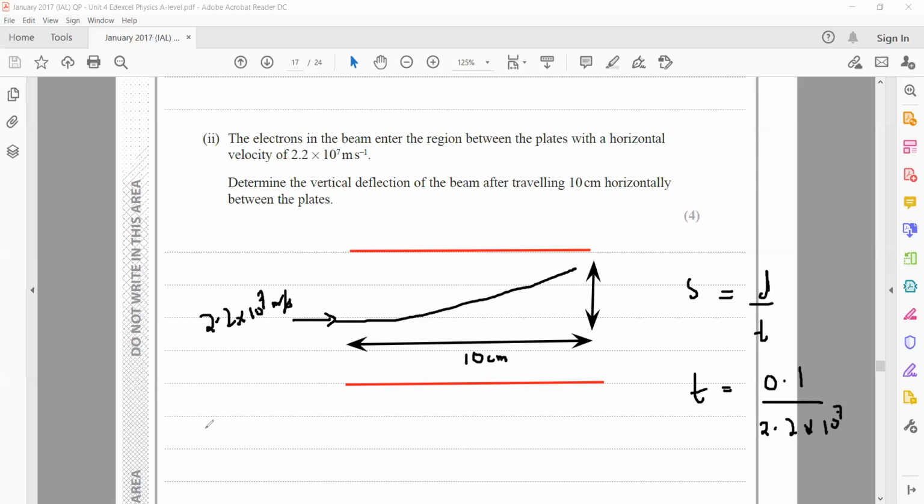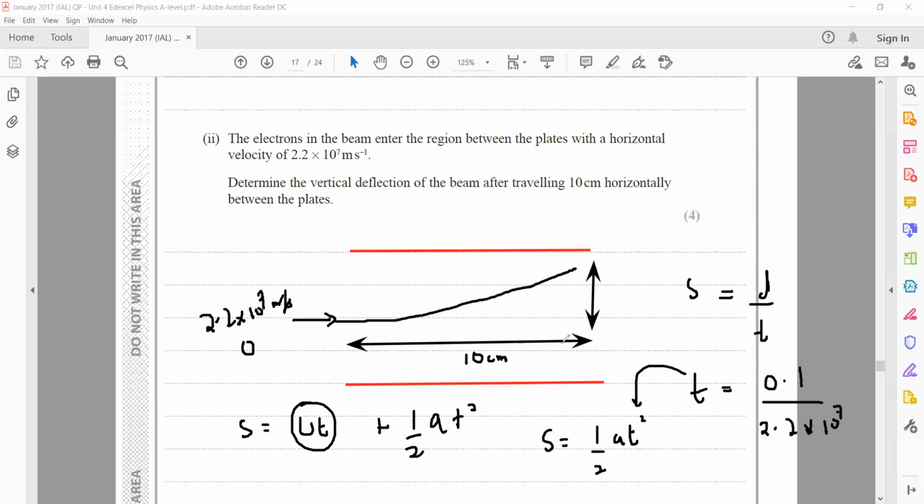Then, because we need the vertical displacement, we will use the formula S = ut + 1/2 at². Why am I using the equation of motion? Because in the vertical part there is acceleration. What is the initial vertical velocity? It is 0, so that whole term is removed. We are left with S = 1/2 at². T is the same as before, because the time it takes to cover the distance horizontally is the same time it takes to cover this vertical distance S.